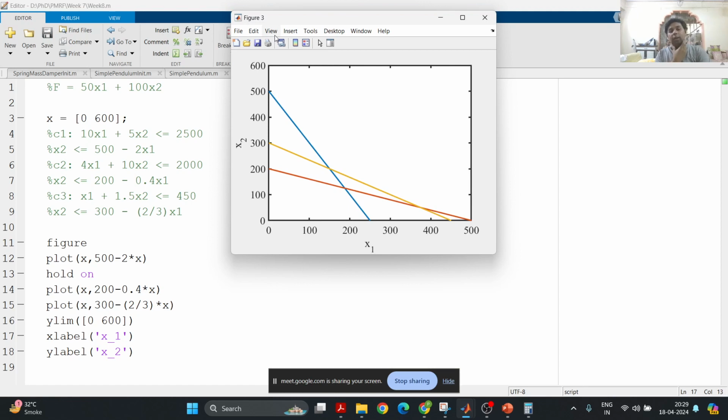Yeah, so now we get the intersection. To find out which side of the constraint is allowable, we can substitute the value of the origin in the equation. For each constraint, if we substitute x1 and x2 both as 0, then we get 0 is less than or equal to whatever value on the right hand side, which is positive. Therefore the side below the constraint line is the allowable region for each constraint.